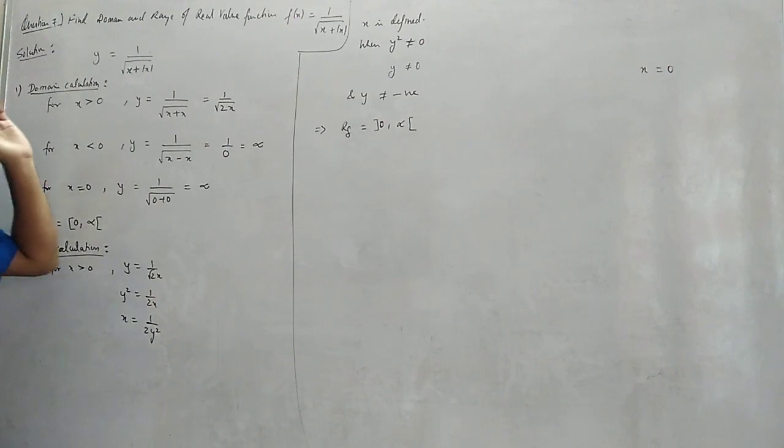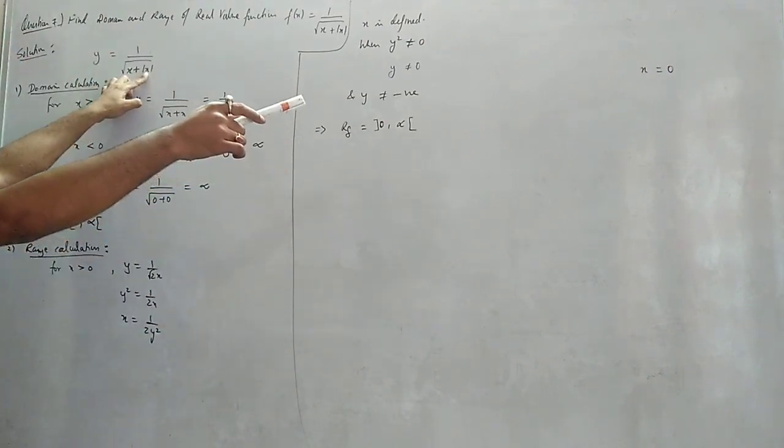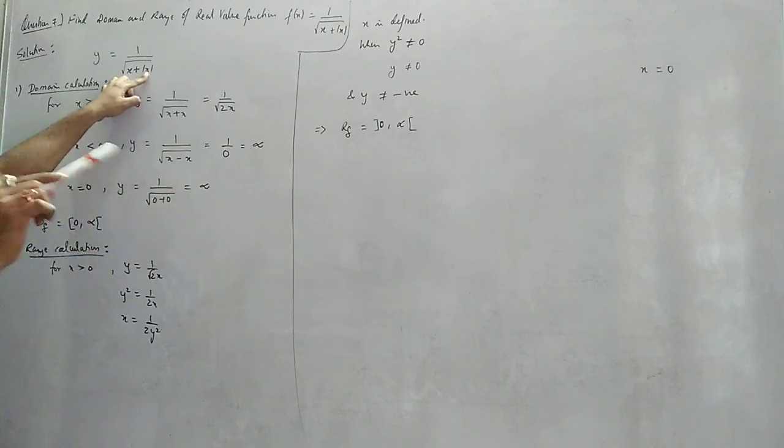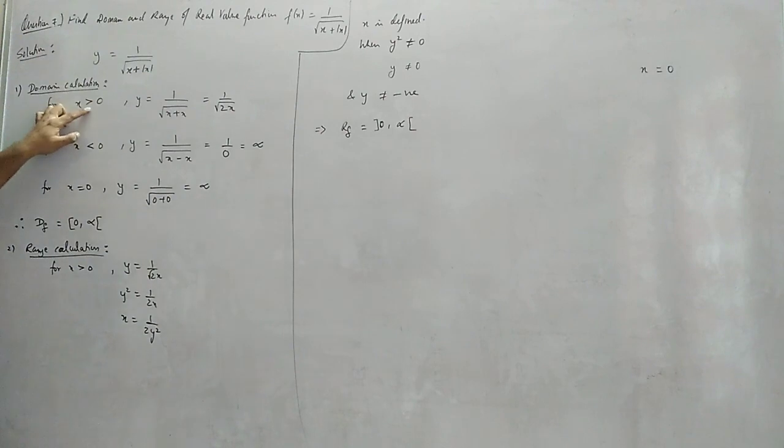How to remove the mod? Check out what is there inside mod x. So make it as 0. Whatever we have inside mod, we have to make it as 0. From there we get x equals to 0. So x greater than 0 is one case. We will not take equals to, because if I take equals to then it becomes infinity. So x greater than 0.